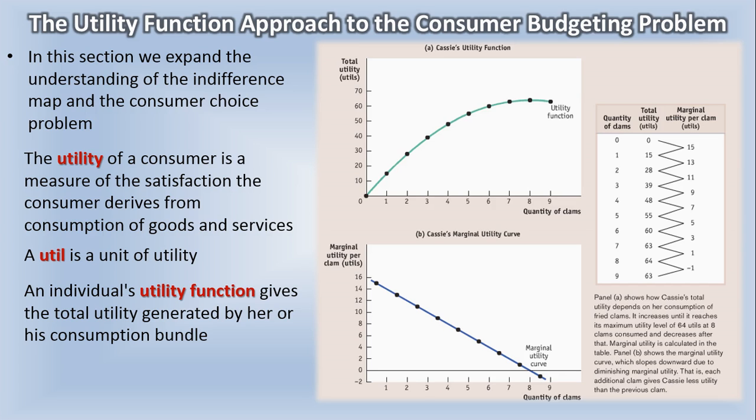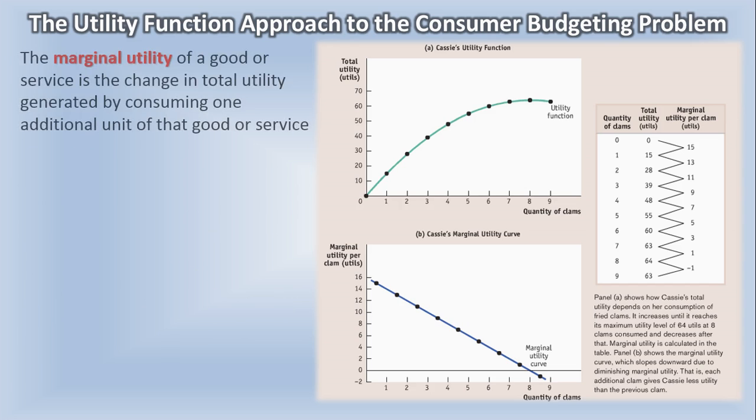So going from the 6th to the 7th clam, she's eaten 6 clams, she's pretty happy. The 7th clam still makes her happy. So her utility is positive, but her marginal utility has diminished quite a bit to just 3 units, which we see plotted right here. So again, the marginal utility of a good or service is the change in total utility generated by consuming one additional unit of that good or service. It is also the slope of the utility function.